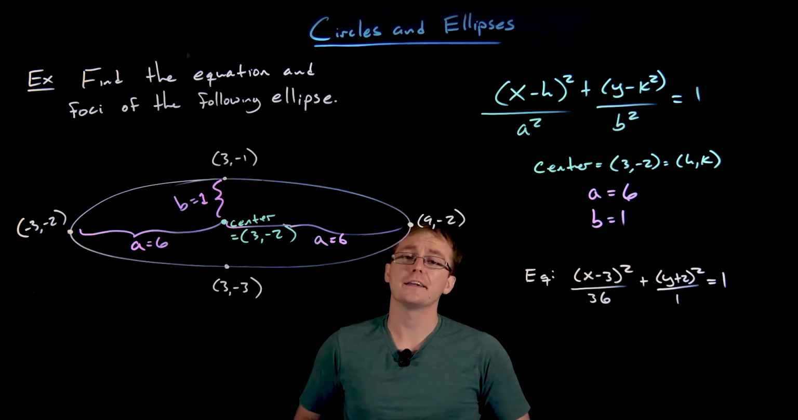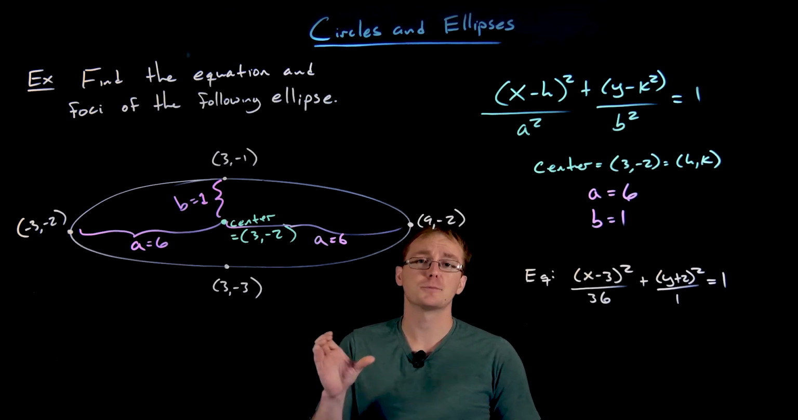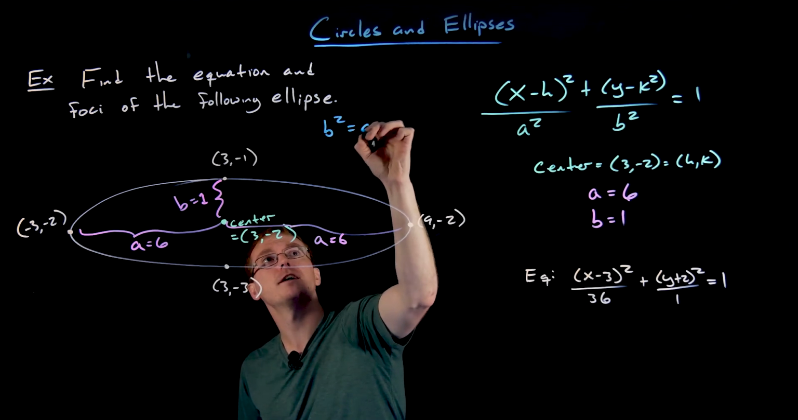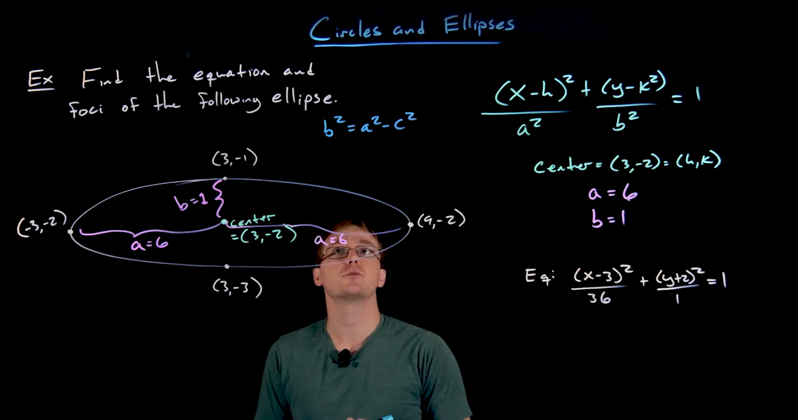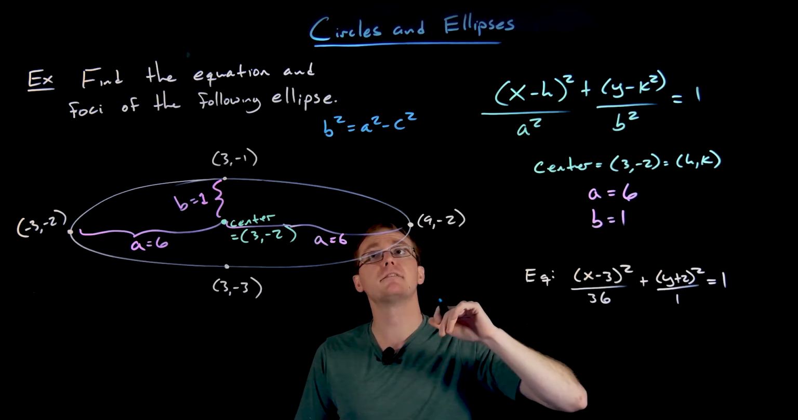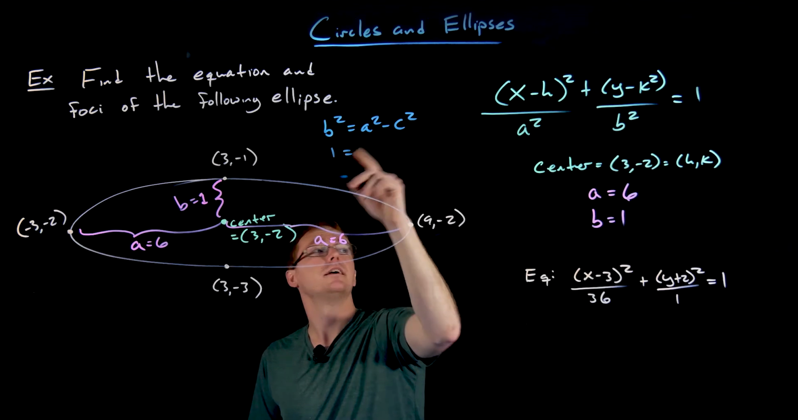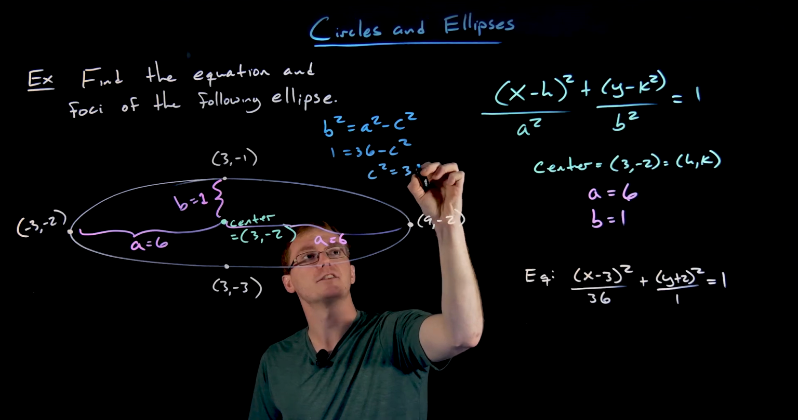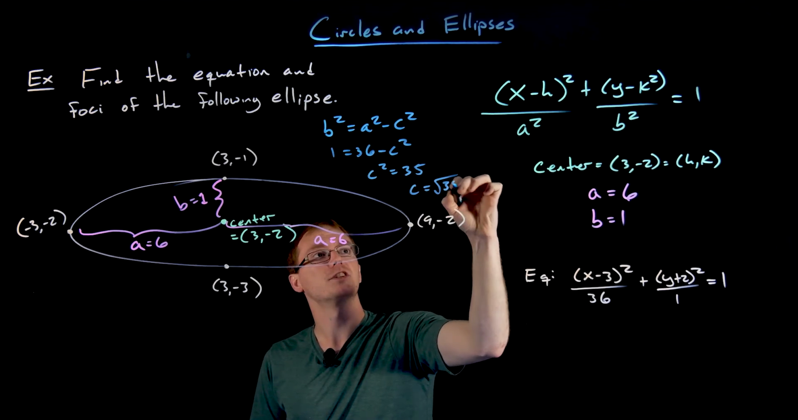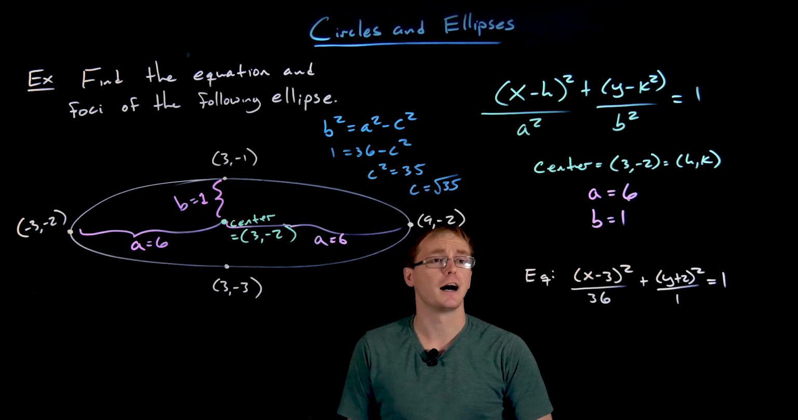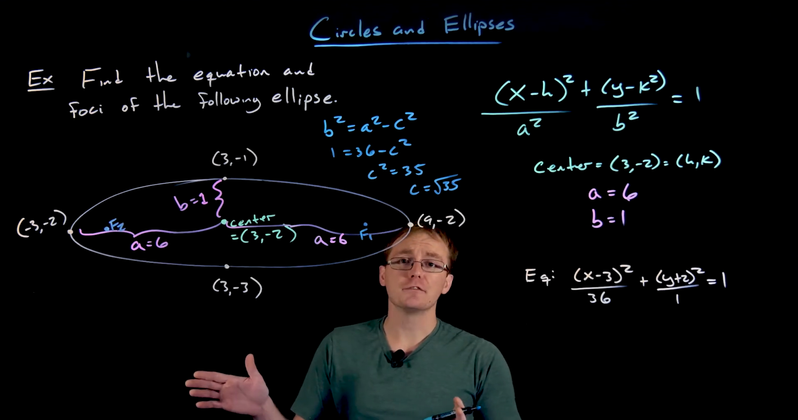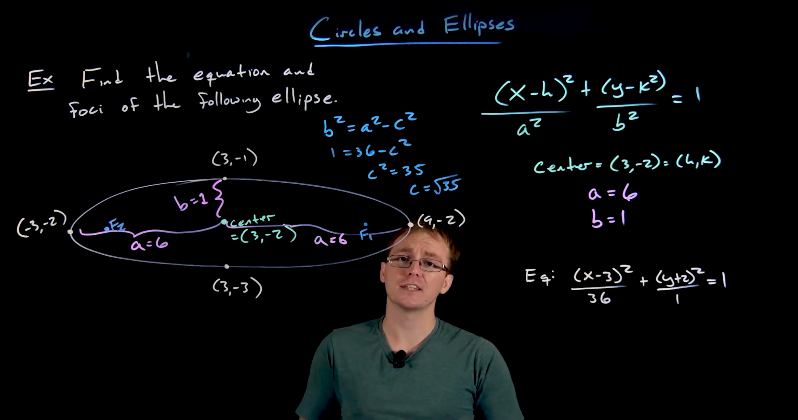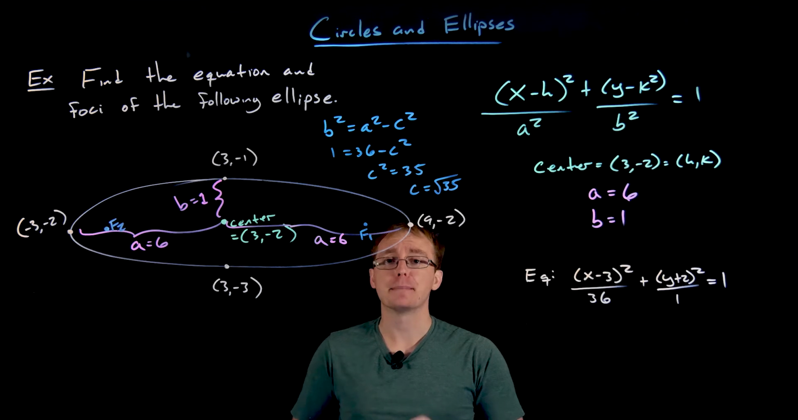So remember, to help us find the foci of our ellipse, we have to find that special c number, and the relationship between a, b, and c was that b squared is equal to a squared minus c squared. So if we plug in our a and b values, b squared is 1, a squared is 36. Moving things around, we see c squared is equal to 35, or c is equal to the square root of 35. And so now that we have our c value, we have to use the fact that our foci are always c units away from the center in the direction of that major axis.